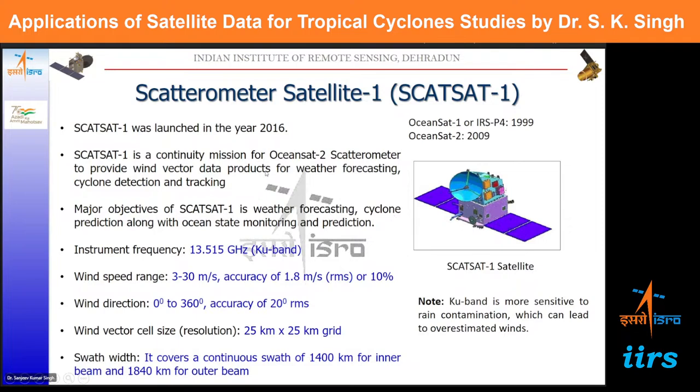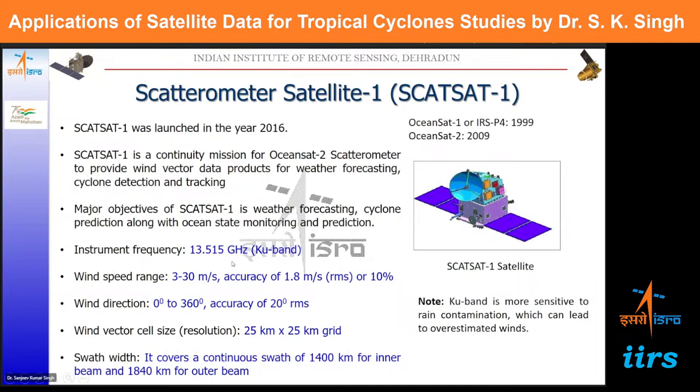I'll tell you some applications of the scatterometer satellite. A scatterometer satellite gives wind information, which is very important for tropical cyclone monitoring. SCATSat-1 was launched by ISRO in 2016. It is the continuation mission of OceanSat-2. It provides the wind vector for weather forecasting and cyclone detection and tracking. The major objective of SCATSat was weather forecasting and cyclone prediction, along with ocean state monitoring and prediction.